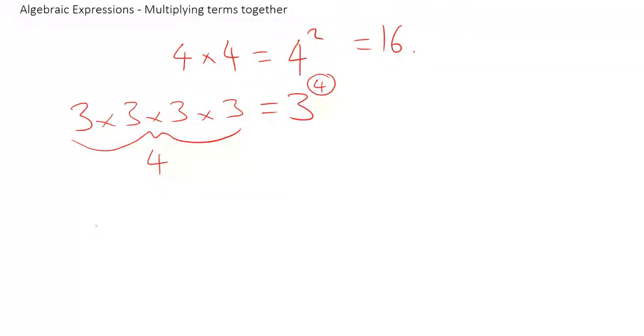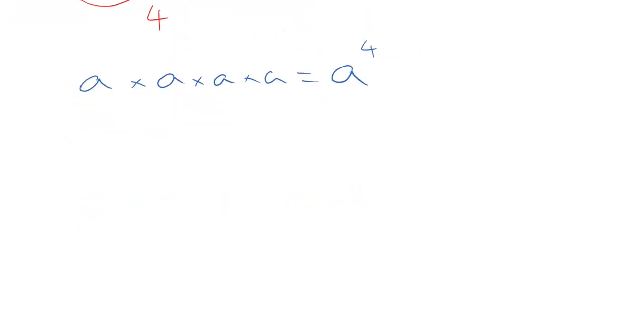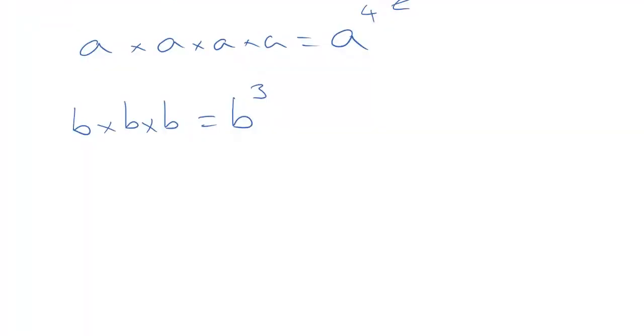So if I start off with an A and we do A times A times A times A, let's have 4 like that. Well, that will be A to the power of 4. It's how many times I've multiplied A by itself. It's going to be 4, so I'm writing that as the exponent or the index here at the top. If I had B times B times B, that would be B cubed. Now, that's an interesting and very useful starting point.